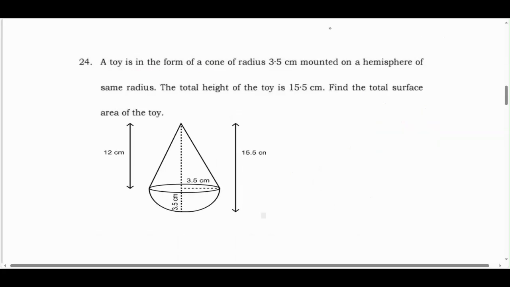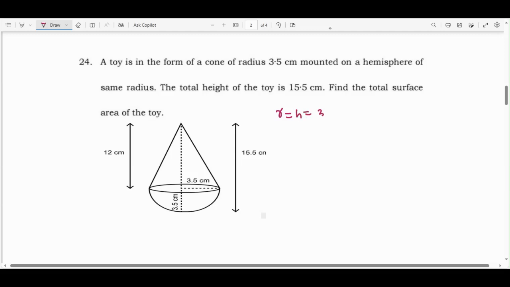Then moving on to the next question. A toy is in the form of a cone of radius 3.5 centimeter mounted on a hemisphere of the same radius. The height of the toy is 15.5 centimeter. Find the total surface area of the toy. Here the toy is kept mounted on the hemisphere, and the radius of the cone is equal to that of the hemisphere. We should know that the radius and the height of the hemisphere will be the same, that is 3.5 centimeter.